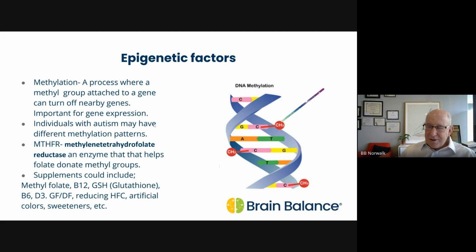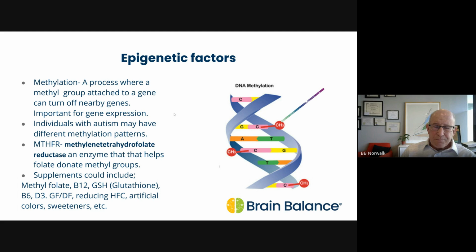MTHFR, which is commonly referred to in terms of these genetic issues that people with autism have, stands for methylene tetrahydrofolate reductase. So that's a very long word. All it means is folate, which is one of the B vitamins, actually donates methyl groups so that these methyl groups could turn genes on and off.